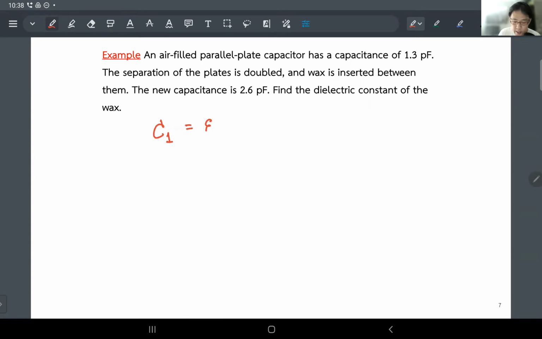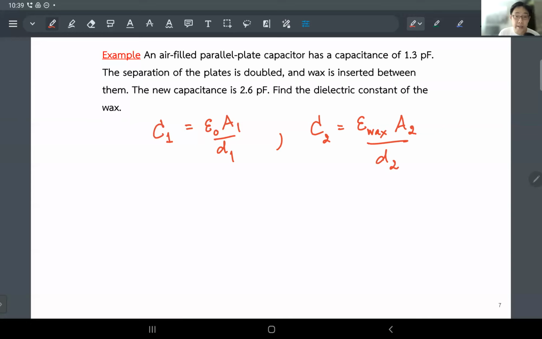It's going to be epsilon naught A1 over D1. You guys with me? Whatever follows the first condition, I just put the subscript 1 onto it. And then after you do the changes and everything, you get the new value, which is C2. It's going to be a new epsilon, because now you don't have the original epsilon anymore. So let me call it the epsilon of wax times the area. It could be the new area, let me put it like A2, and then you can put D2 if you want to change your separation.